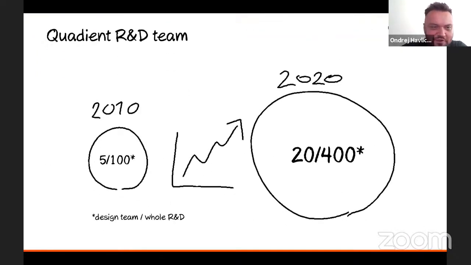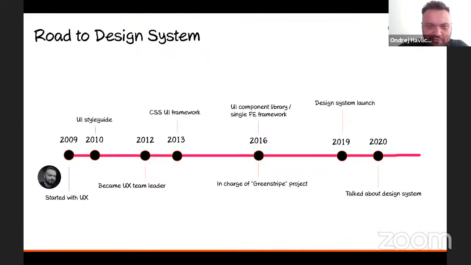Another thing I want to mention about the company is it has been rather successful because we have experienced substantial growth in the last 10 years. So in 2010, I could say that the R&D organization where we developed the software was about 100 people strong with a design team of 5. Today, in 2020, we're talking about 400 people and a 20 head strong design team. So this is another reason, apart from the big product range, that consistency has always been a topic for us. So what we did before we came to the design system.